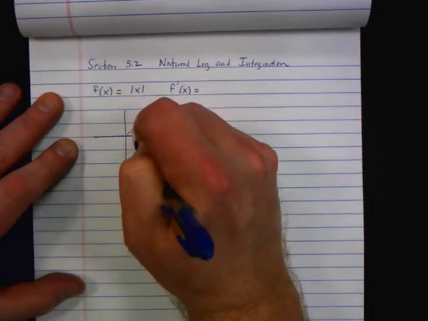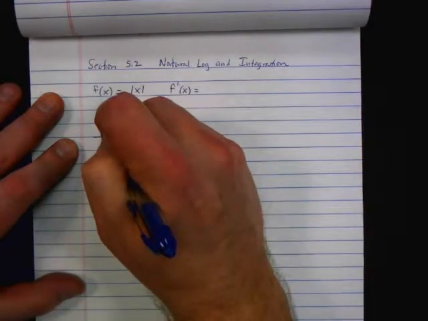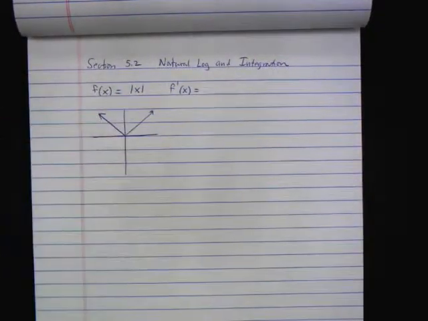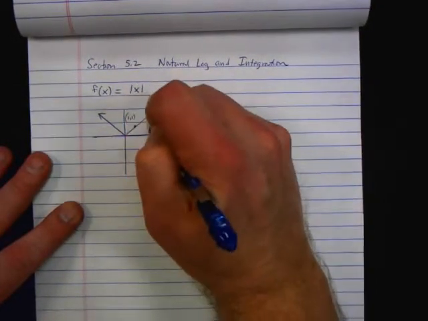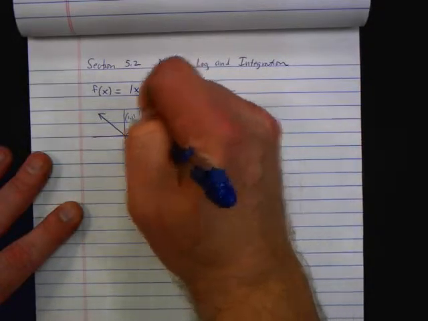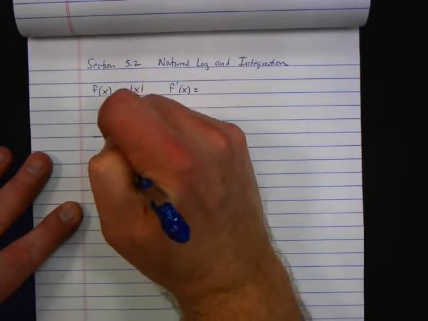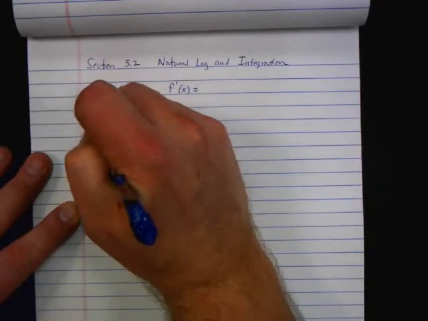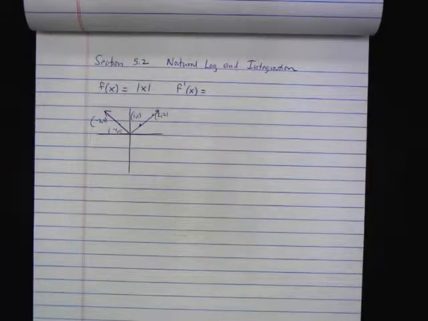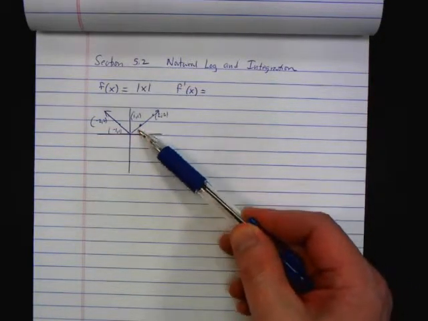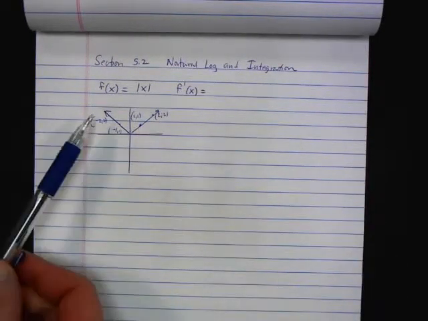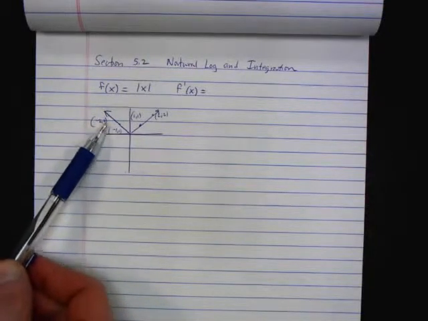The absolute value of x, as you recall, looks like a big V, like so. Where it has the point 1, 1, 2, 2, so on and so forth. Negative 1, 1, negative 2, 2. If x is a positive number, if x is over here, what's the derivative? 1, because it's just the slope of that line, isn't it? And what if x is a negative number? It would be negative 1.